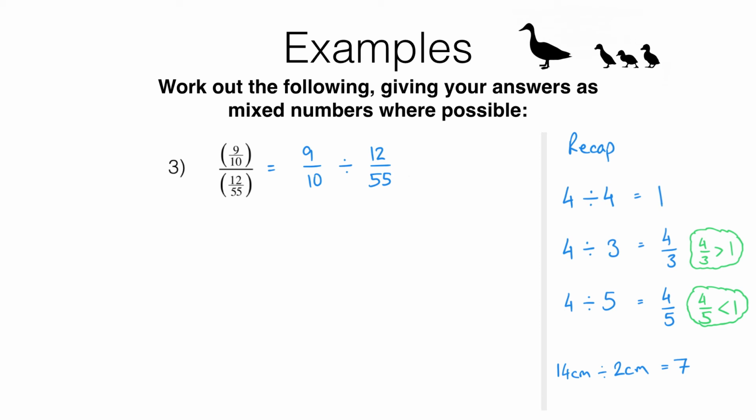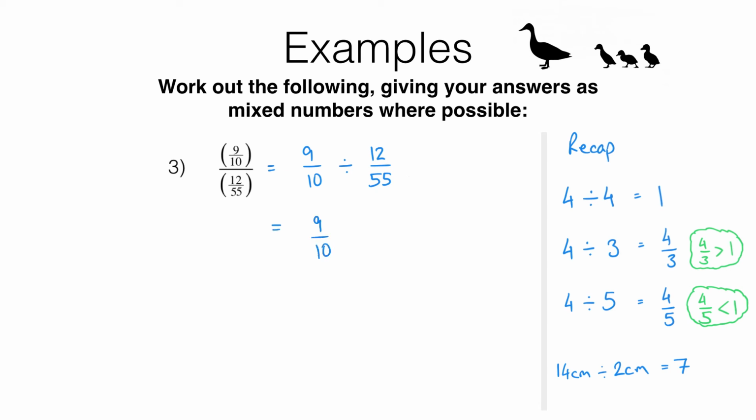Hopefully you've realised that the answer is going to be greater than 1. This quantity here, 9/10, is almost 1 whole, whereas 12/55 is quite a small fraction. It's less than a quarter. So we're going to have a large quantity divided by a small quantity, so something like this, which means the answer will be greater than 1. Let's carry on with the solution.